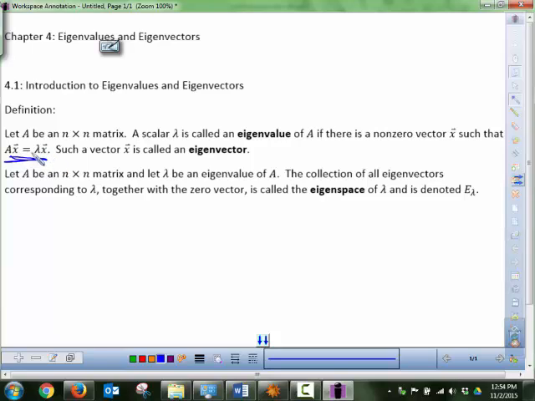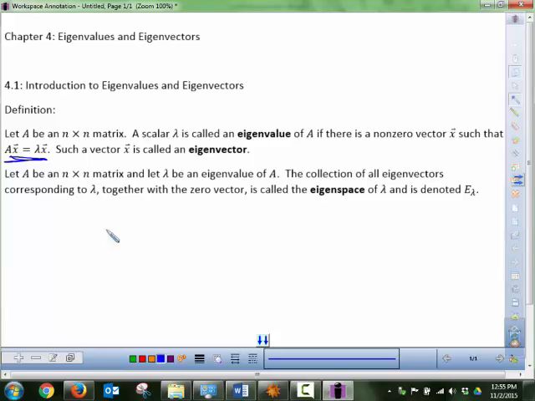So if you have this equation where you have an equality, and you have this paired up with a scalar and a vector, the scalar lambda is called the eigenvalue, corresponding with the eigenvector x. And then the next paragraph says you have an n by n matrix, and lambda is your eigenvalue. The collection of all eigenvectors corresponding to lambda is called the eigenspace for that particular lambda.